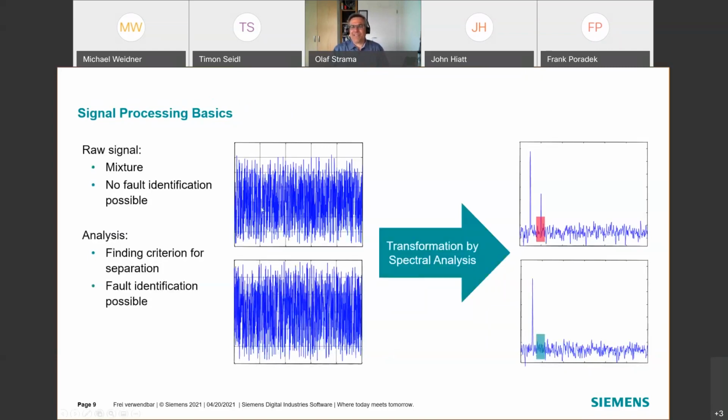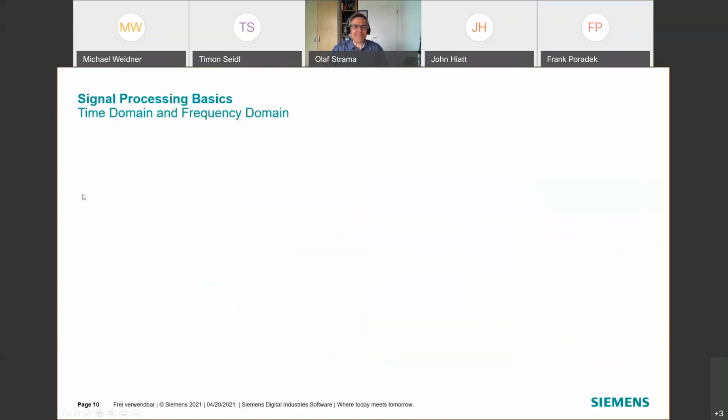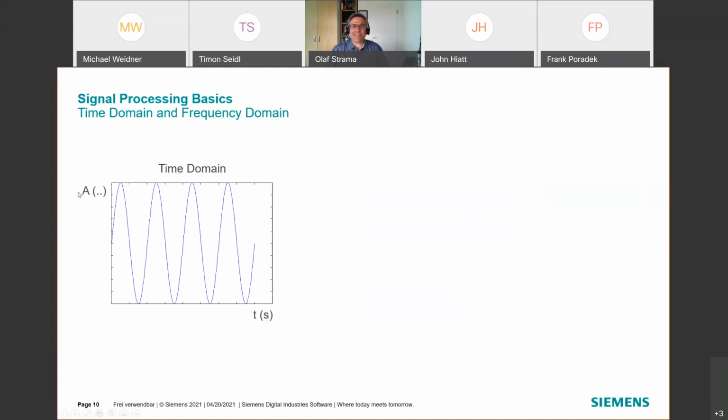On the left side, we are in time domain. That means on the x-axis we have seconds, and on the right side we are in frequency domain. On the x-axis we have hertz, the unit for the frequency. And here is the same, a little bit more theoretically. This is time domain. We have here a sinus wave. The picture shows on the x-axis the time, on the y-axis the amplitude of the signal of this vibration.